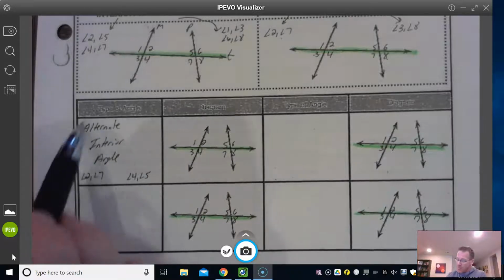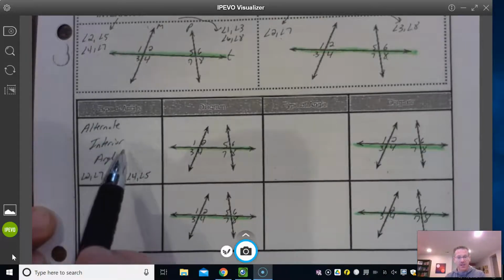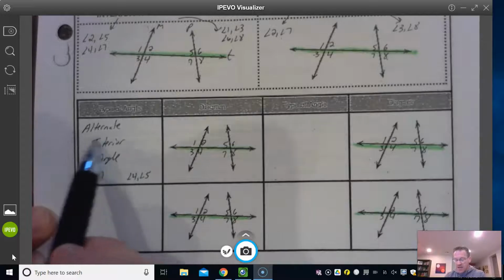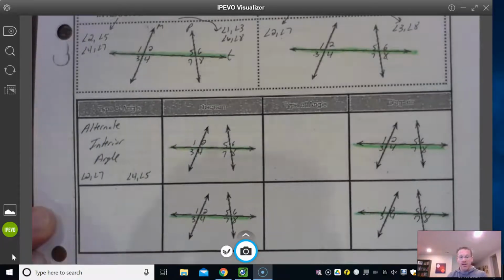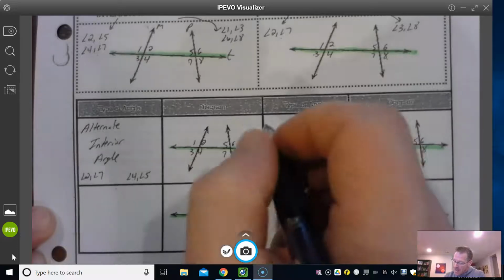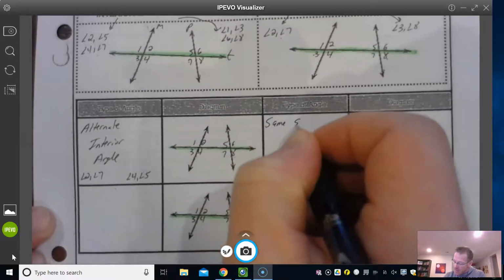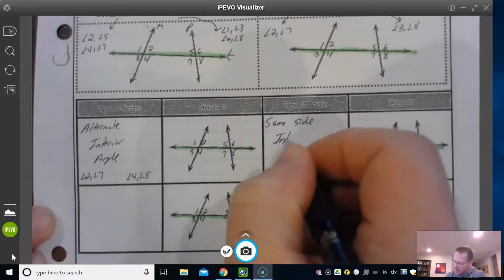Notice the verbiage is telling you how to identify those angles. The interior tells you where they're at, and the alternate tells you the relationship. Now I could do same side interior angles.